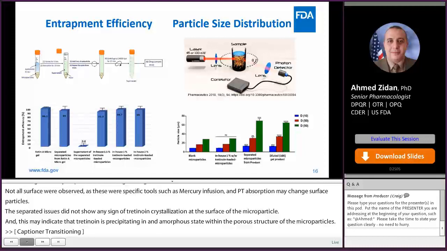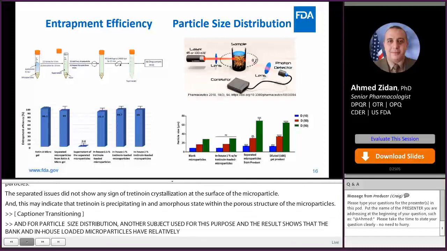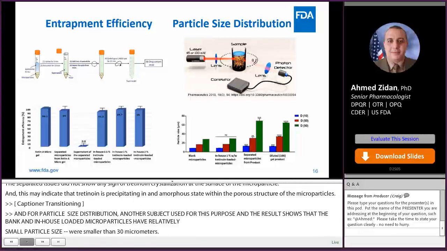The results obtained showed that the blank and the in-house drug-loaded microparticles have relatively small particle size, with the majority of the particles smaller than 30 micrometers. The separated microparticles and those in the diluted gel product have a larger particle size of 70 micrometers. This data demonstrated that dynamic light diffraction is an appropriate method for evaluating the particle size distribution as one of the Q3 characteristics of the microparticles as an intermediate product and those of the finished drug product as well.